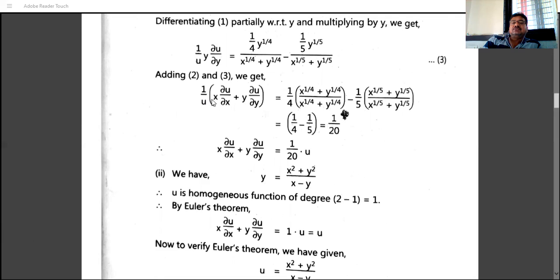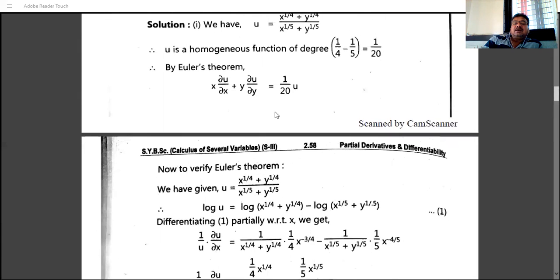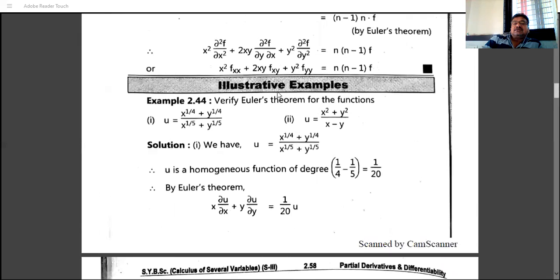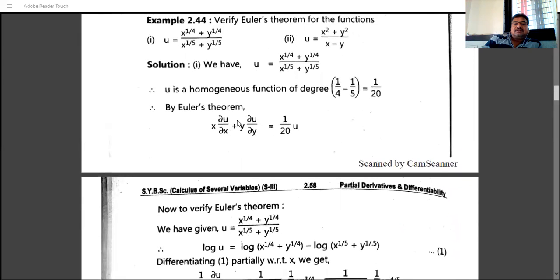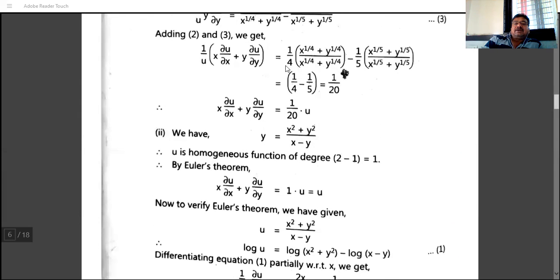And then shift this 1 by u to the RHS. So we have 1 into u. And that is what we have to prove. So here Euler's theorem is verified. That is, this answer is by Euler's theorem, and this answer is by using actual calculation, by taking the partial derivative with respect to x and y, and then finding the value of LHS. We have the same answer.